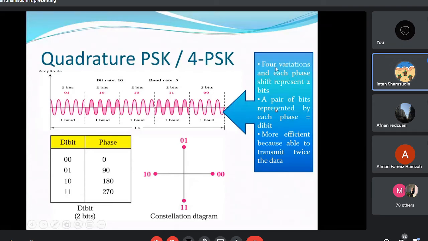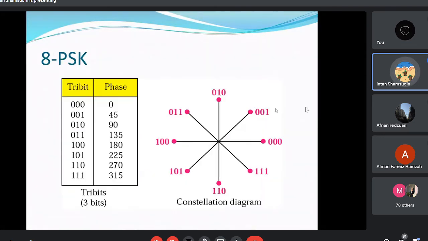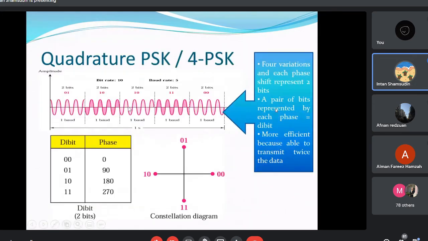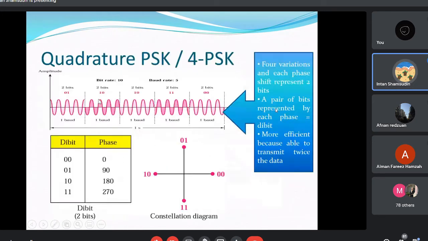Okay, 4 variations and each phase shift represents 2 bits. Alright, a pair of bits represented by each phase shift. Okay, more efficient because able to transmit data twice, twice the data. Right, tadi quadrature 4. Sekarang kita move to 8. So phase dia akan ada this lah. Alright. So akan increase by 45 degrees. Okay, so for 0, 0, 0 yang tadi tu apa? To bits. To binary bits, okay.